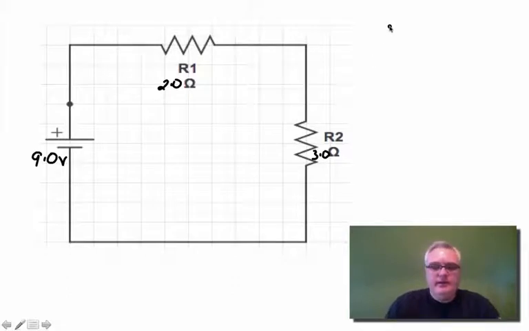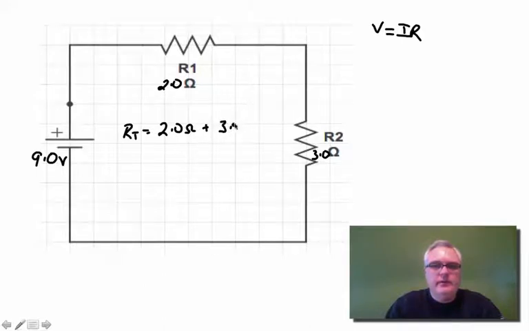So to find current or voltage, we're going to use Ohm's law, V equals I times R. So we know the resistance of each of these, but we don't know either the current or the voltage. What we do know is that we can find the total resistance of this circuit. I know the total voltage, and I can find the total resistance because I know that in series circuits, I just add up all of the individual resistors to find the total resistance. So in this case, I have a total resistance of 5 ohms.